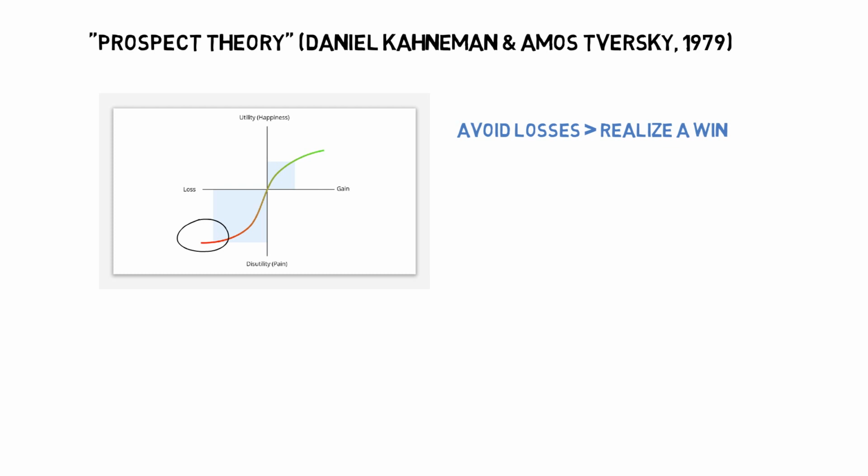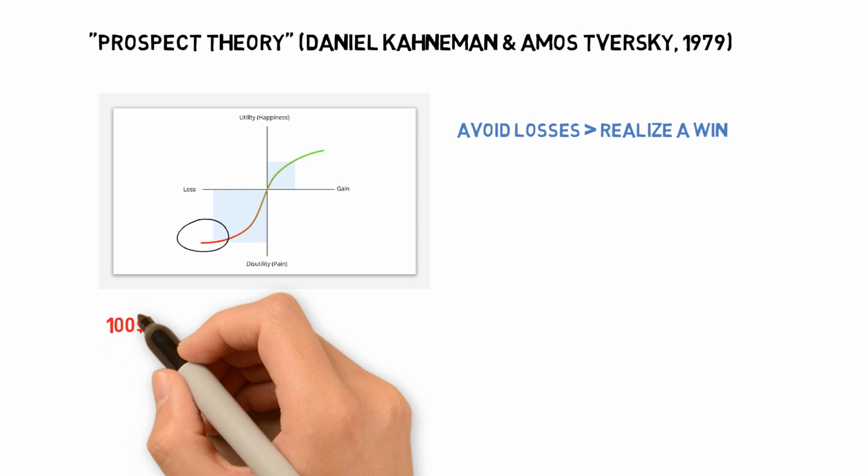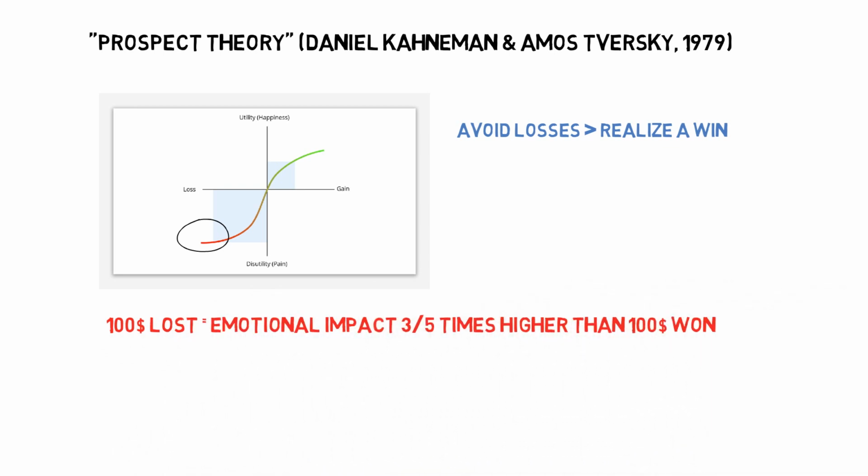This relationship, however, can grow from 2 up to 3 to 5 times bigger based on an individual's capacity to accept loss. For example, a $100 loss will have a 3 to 5 times higher emotional impact than a gain of $100 will have in a positive way.